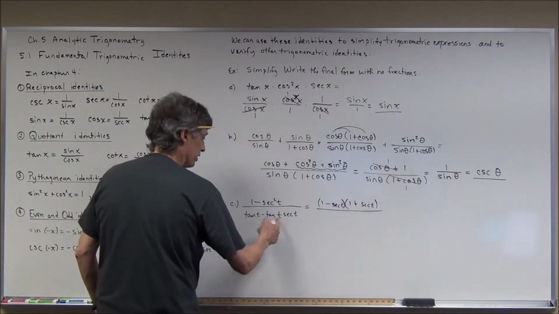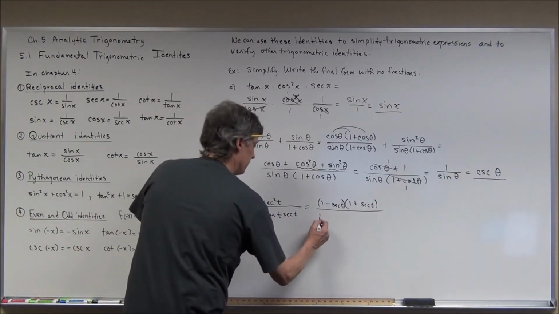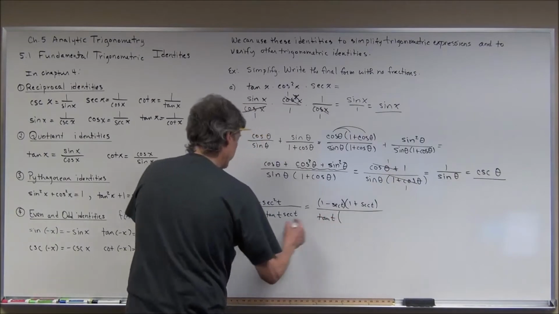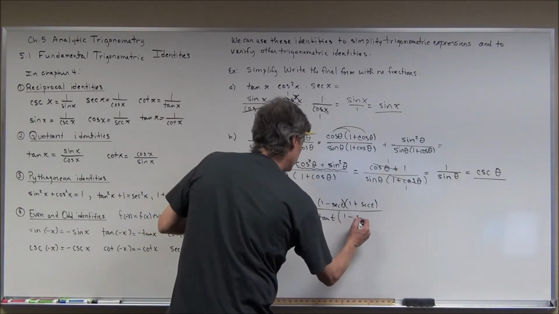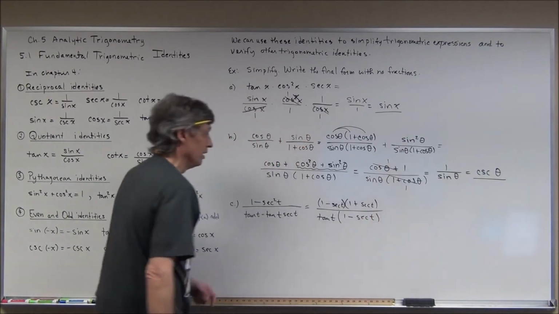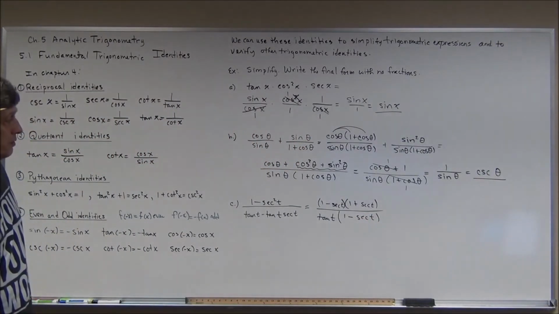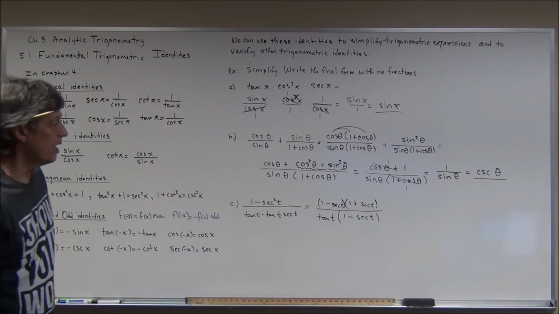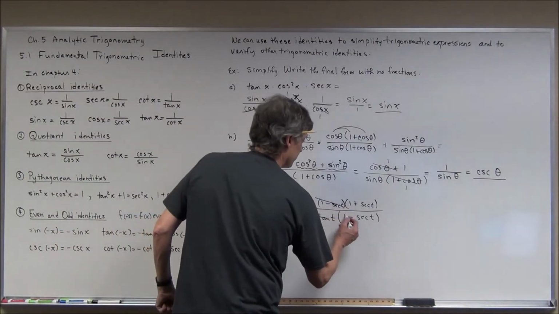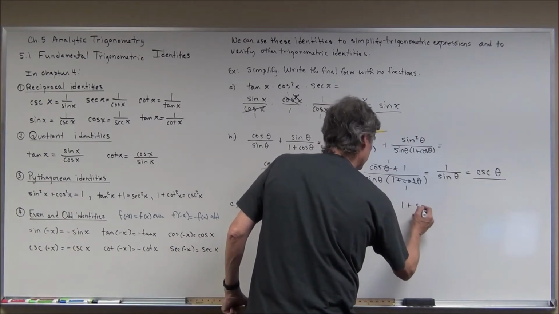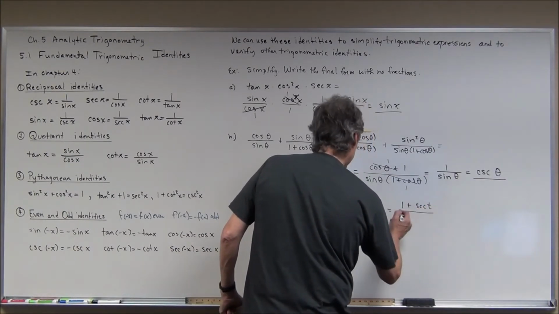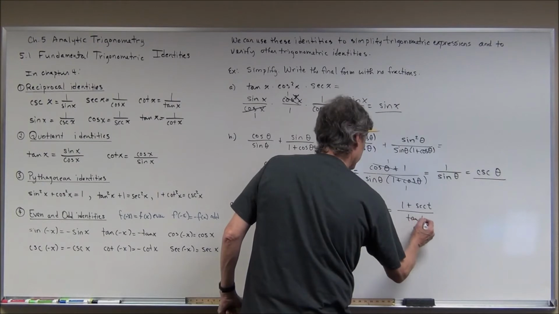Down below, I'm going to factor out a GCF of the tangent of t, and that will leave me 1 minus the secant of t, which is, again, so convenient that I have it written this way. Because look what I've got now. I can cancel these two guys. So now I have 1 plus the secant of t divided by the tangent of t.